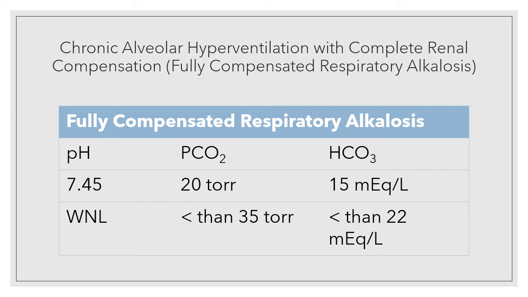An example of a blood gas that you may see with fully compensated respiratory alkalosis, or chronic alveolar hyperventilation with complete renal compensation, is below. The pH would be 7.45, which is within normal limits. The PCO2 would be 20, which is less than 35 torr. The bicarb would be 15 milliequivalents per liter, which is less than the normal 22 milliequivalents per liter.